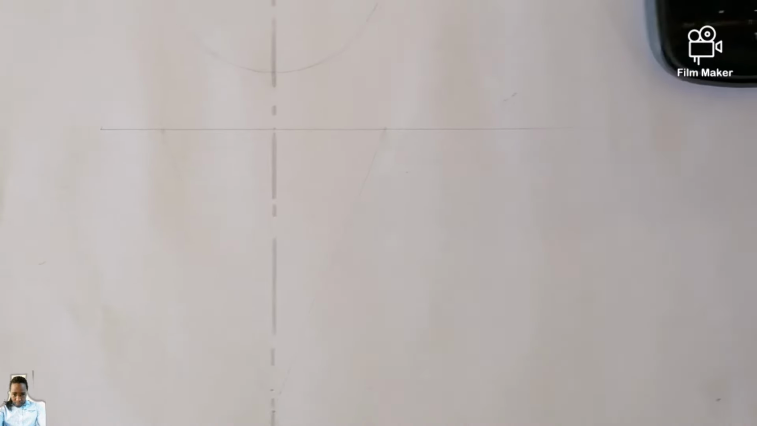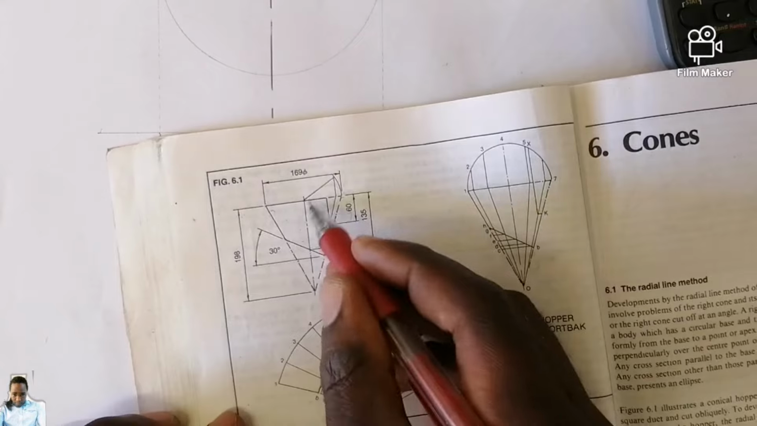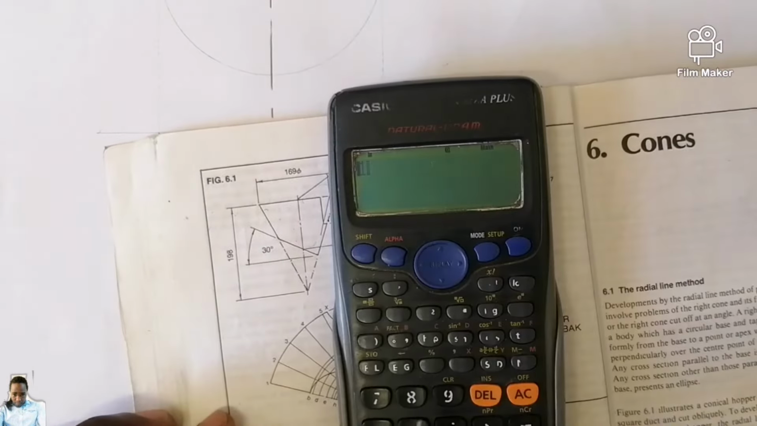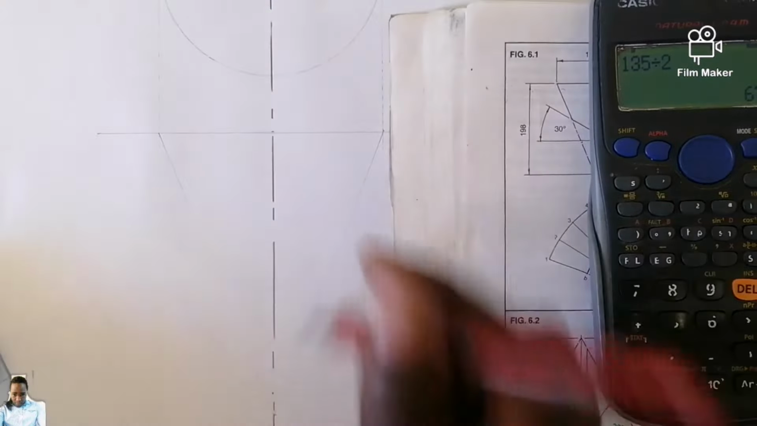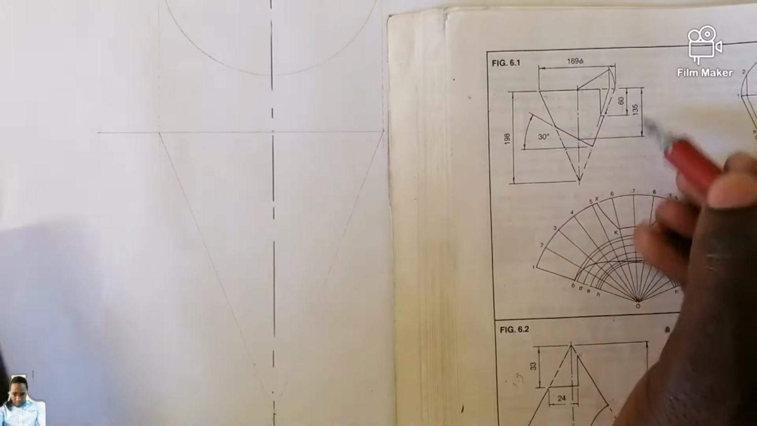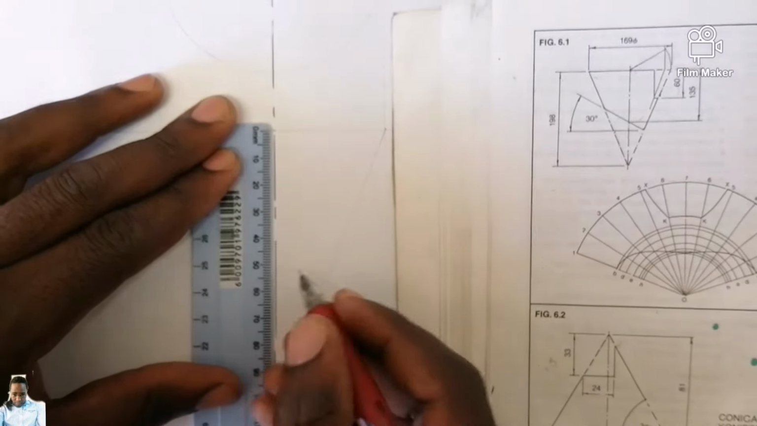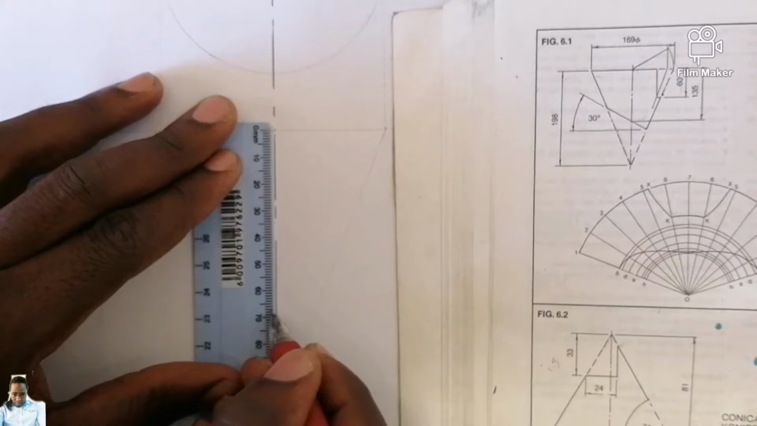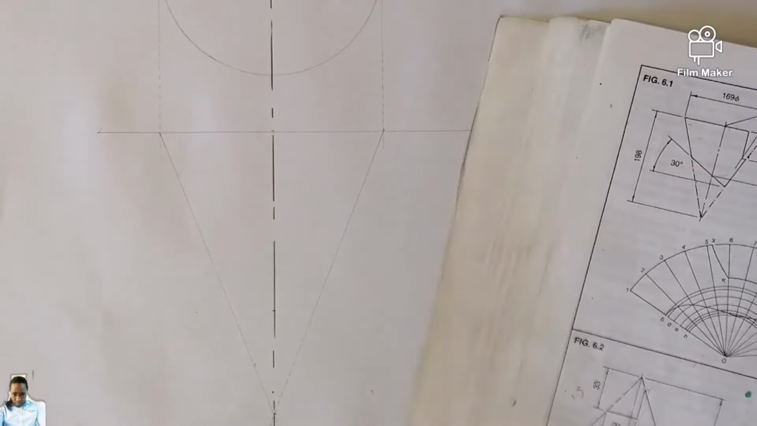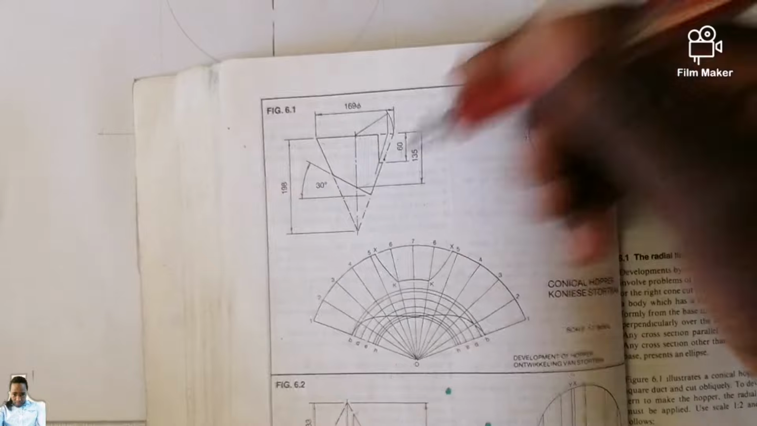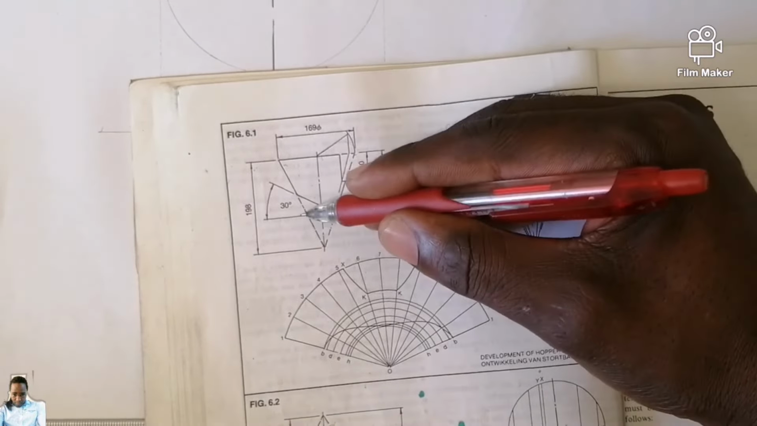You understand? Then from there, what is happening? Let's see another dimension. We are told from here till there is 135 divided by 2, reduction scale, which is 67.5. So from here going up, from here till there is 67.5. Where your 67.5 ends, you are going to put your angle of 30 degrees opening in a clockwise direction, you understand?